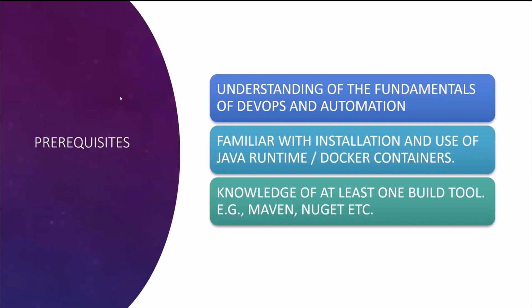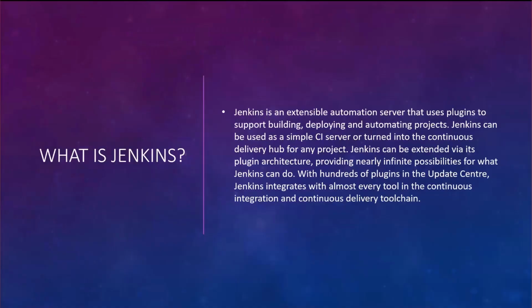You can think about it while we see the definition for Jenkins. Jenkins is an extensible automation server that uses plugins to support building, deploying, and automating projects. Jenkins can be used as a simple CI server. What is CI? CI is continuous integration, or turned into the continuous delivery hub for any project.